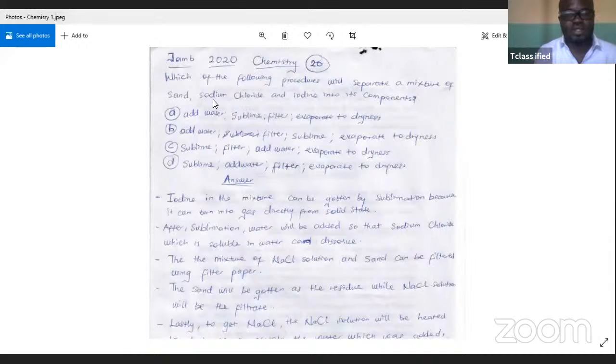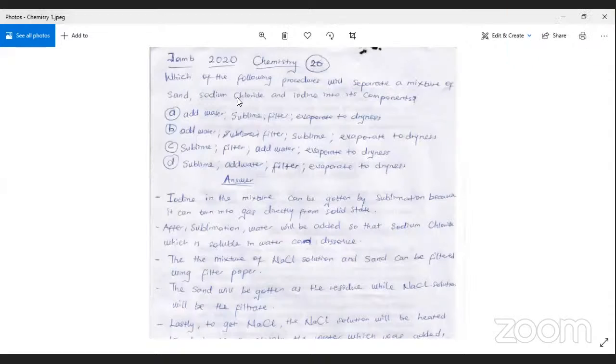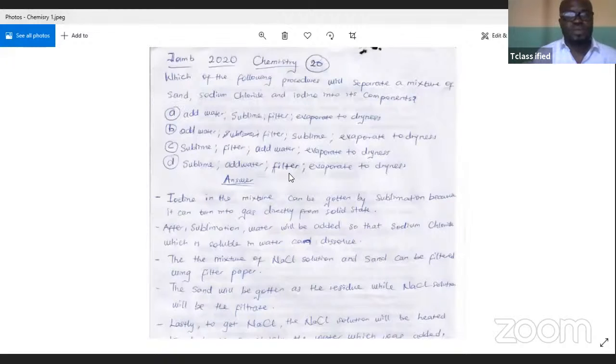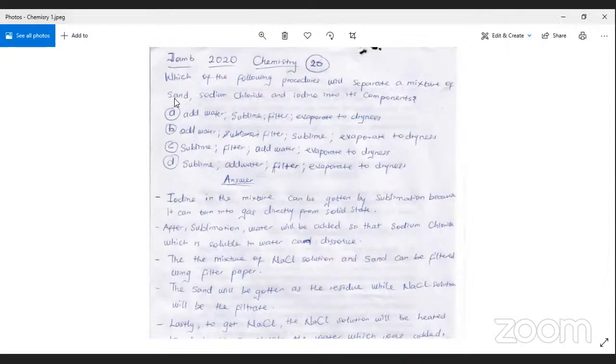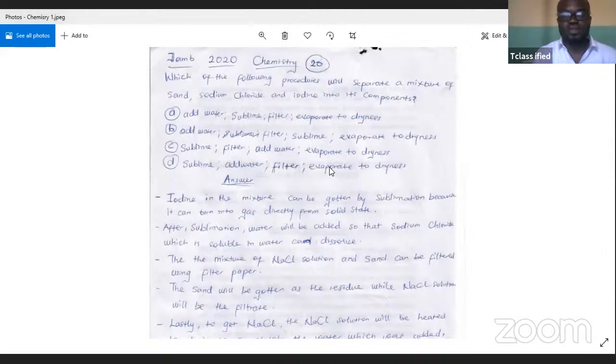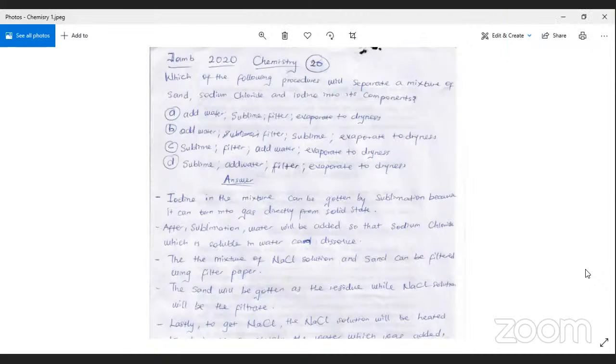Now, after the sublimation, you have only sand and sodium chloride left. In order to separate them, you need to add water first, because sodium chloride is soluble, whereas sand is not soluble. Are we clear on this? Yes, sir. Good. So when you add water, because one is not soluble, you use filtration to take out the one that is insoluble. So the sand will remain as a residue, whereas the sodium chloride will go in with the water. So you now evaporate in order to separate the sodium chloride from the water that you've added. So that's how you can have your complete separation. Is that clear? Yes, sir.